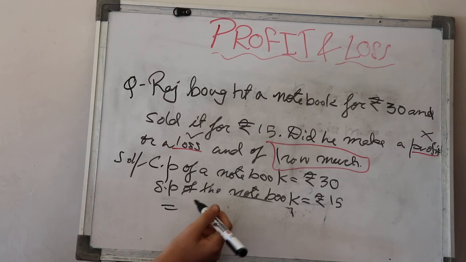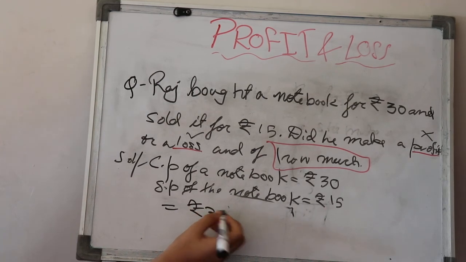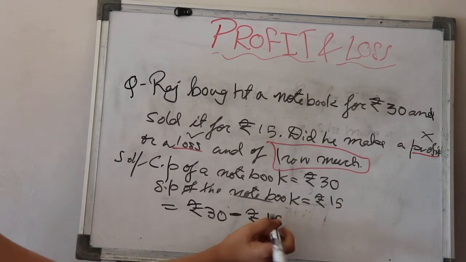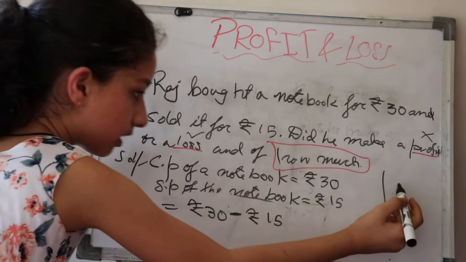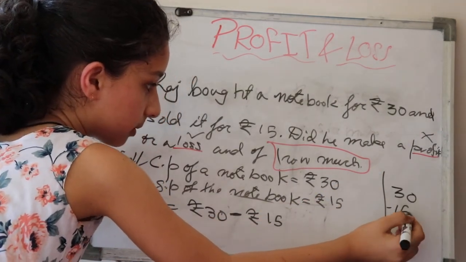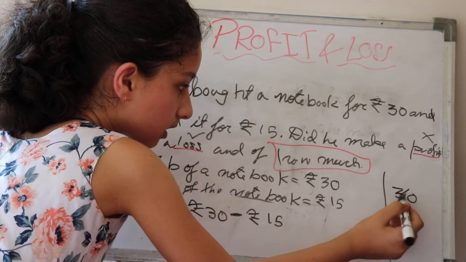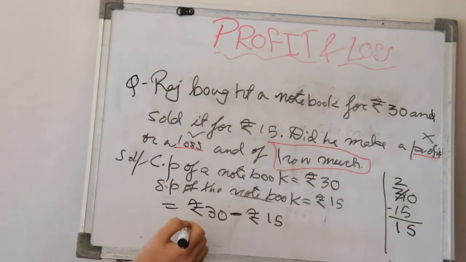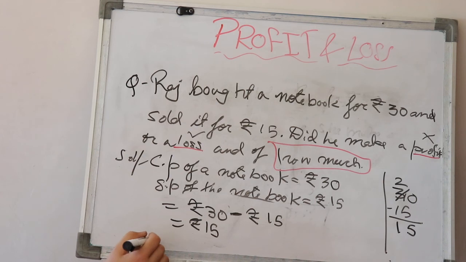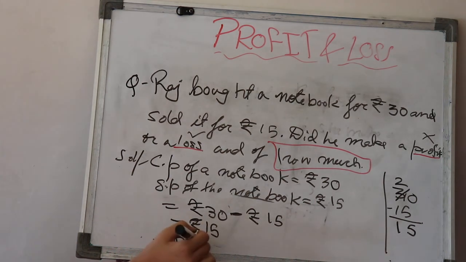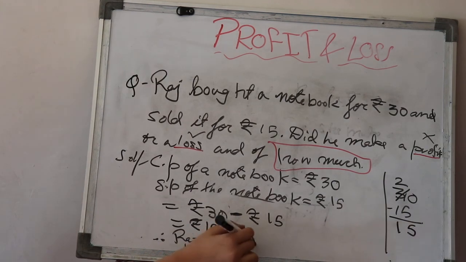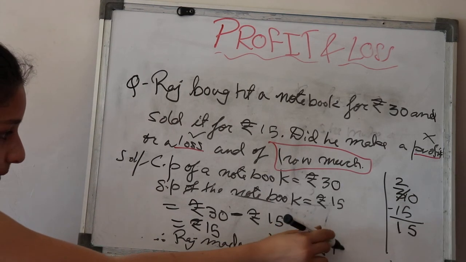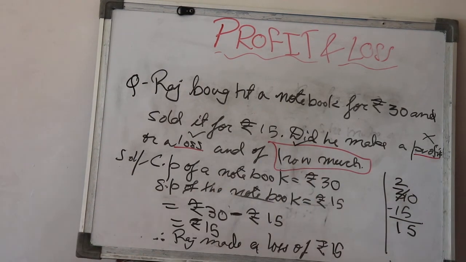So the cost price is rupees 30 and the selling price is rupees 15. I'll subtract it, okay? I'll do the rough side and I'll subtract. Or on my finger marks, I'll subtract. Okay, it will be 5 here, it will be 1 here, it will be 15. And this is equal to rupees 15. Therefore, Raj made a loss of rupees 15. Okay, this one is also done.